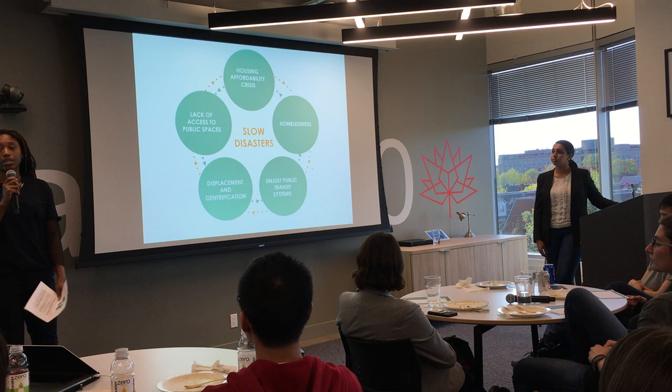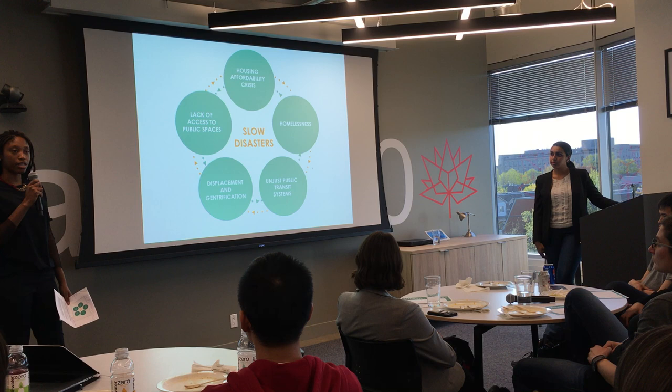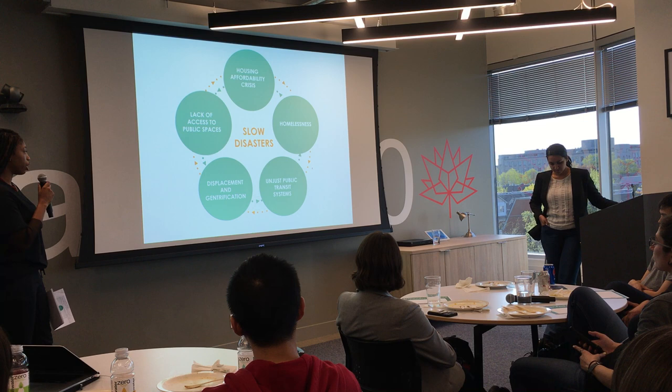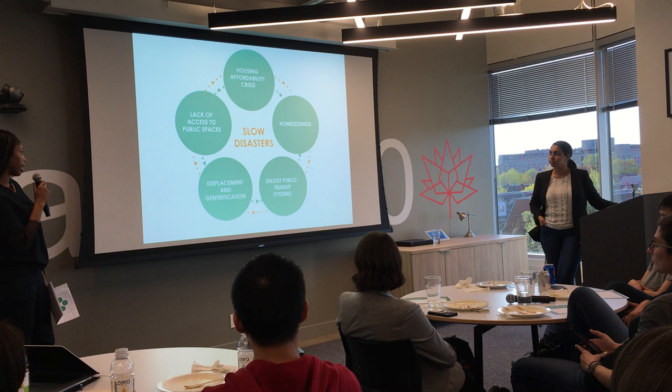And these kinds of disasters that overall we found are systematic issues within our community. And these are the housing affordability crisis, homelessness, unjust public space and transit systems, displacement, gentrification, and lack of access to public spaces.